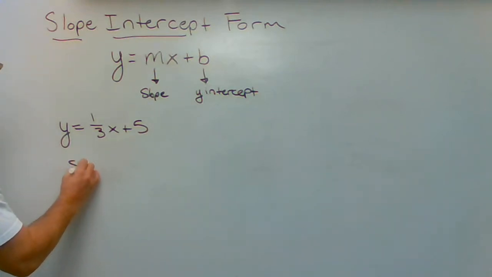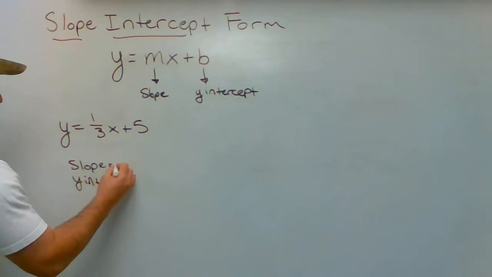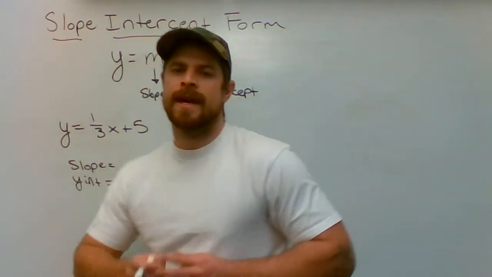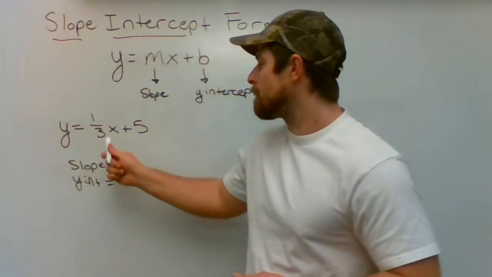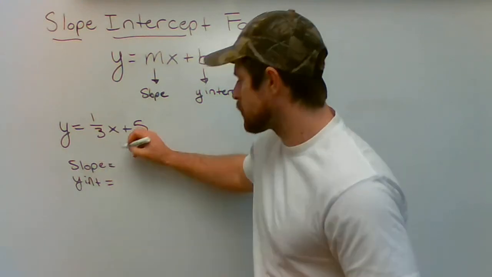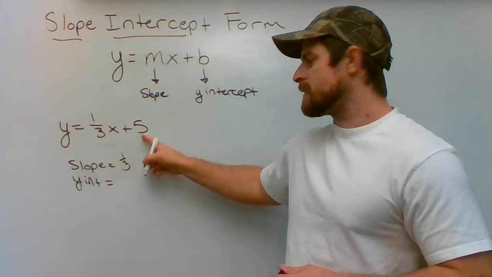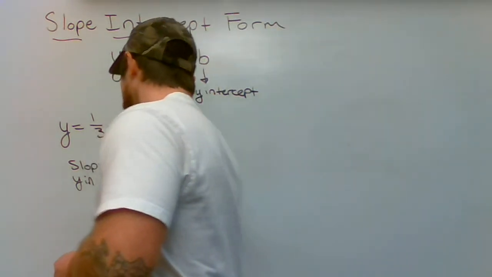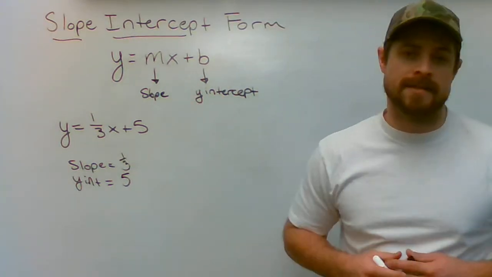If you're being asked to give the slope and the y-intercept, there's no overthinking that needs to be done here. It is just simply the number attached to the x is your slope, and the number all by itself, the constant, is your y-intercept. So the number attached to the x is 1/3, so 1/3 is my slope. My y-intercept is the number all by itself, which is a 5 in this case. So I would say my y-intercept is 5. Done. I've answered a question like this. You will be asked to do this.